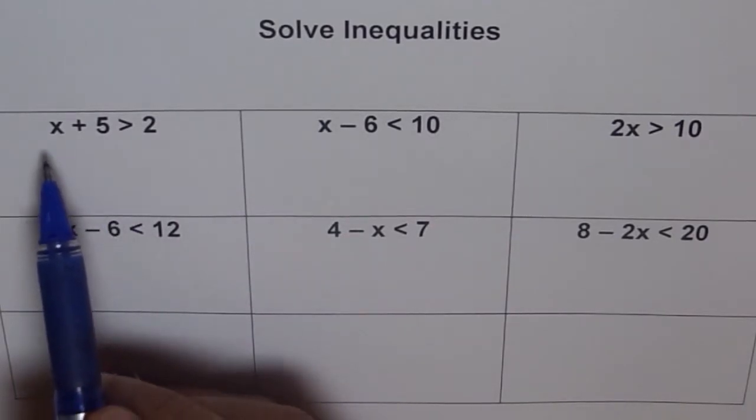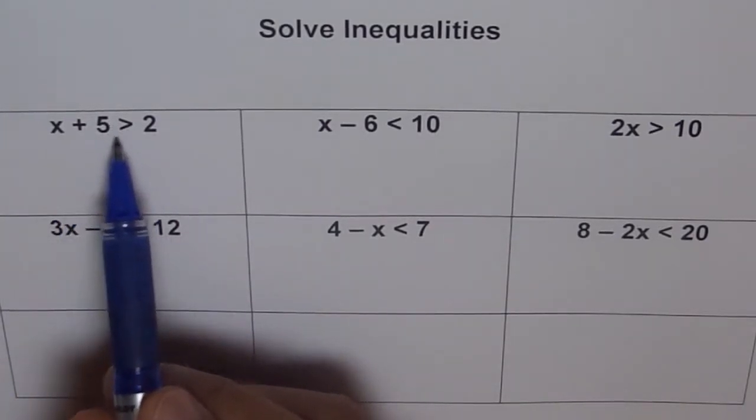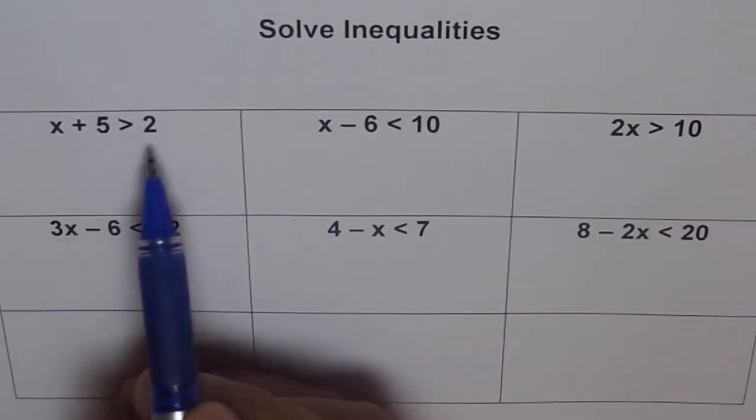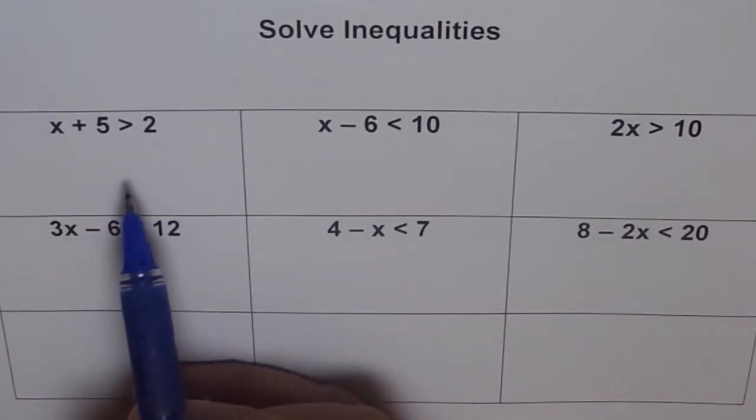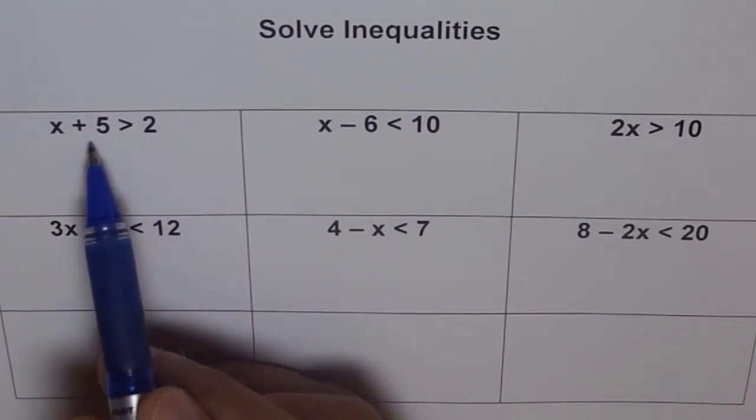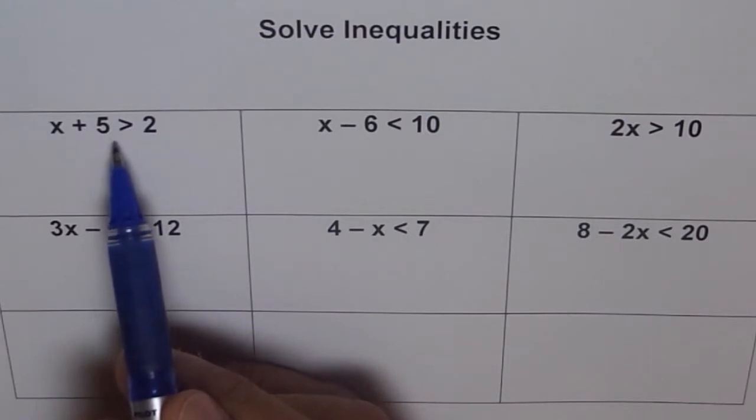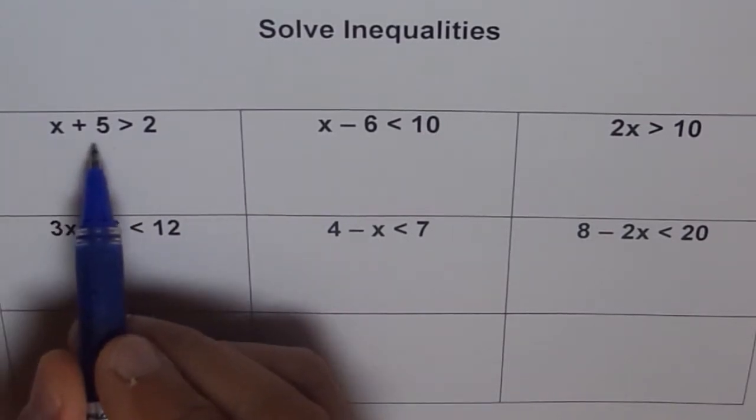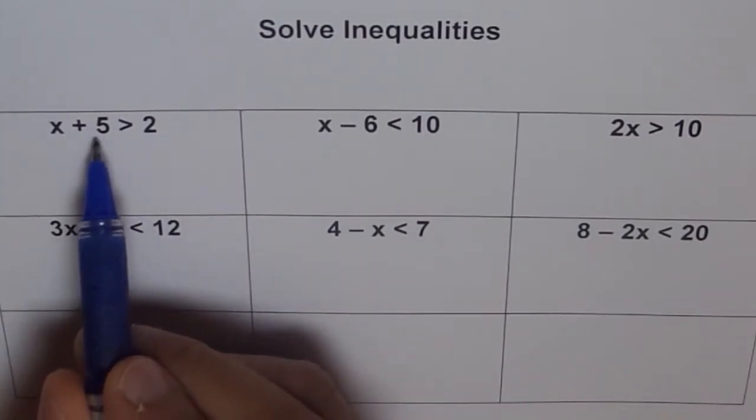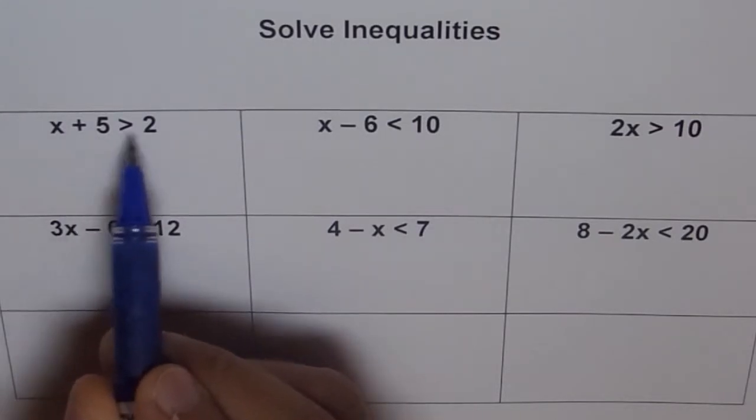The first one is x plus 5 is greater than 2. So this sign is for greater than. To solve this, we'll use the same method as we did for solving equations. The only difference here is instead of equal to, we have a sign which is greater than. So what we are going to do, we'll eliminate 5 from here by subtracting 5 from both sides.